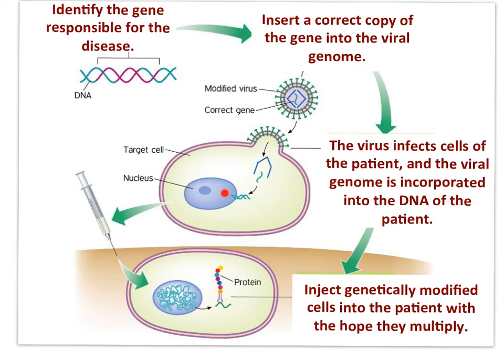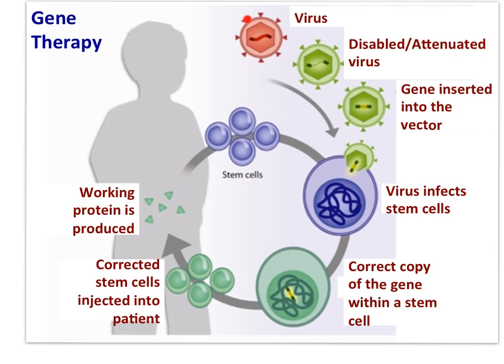The viral genome is then incorporated into the DNA of the patient's cell. Inject genetically modified cells into the patient with the hope that they multiply. The genetically modified cells produce working proteins. The virus used as the vector is disabled or attenuated so that it is not virulent. A gene is inserted into the virus.